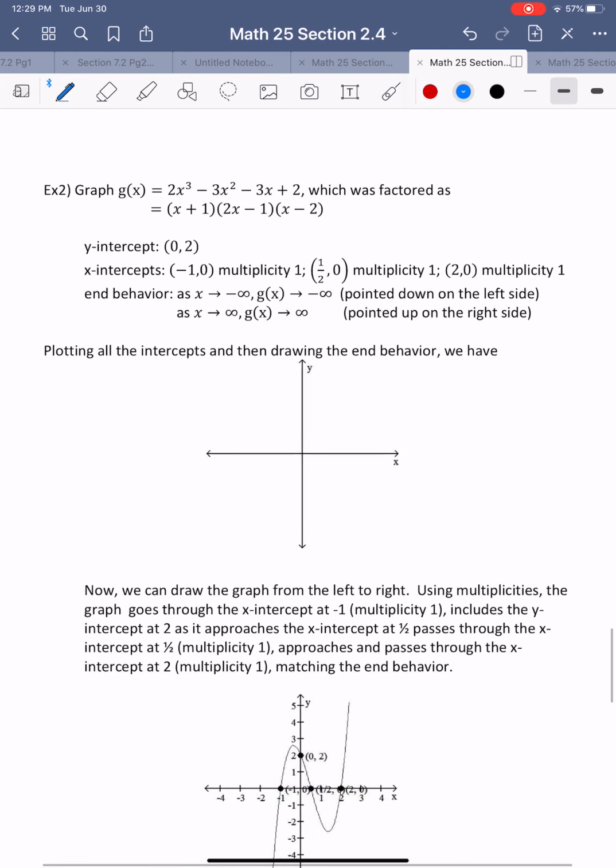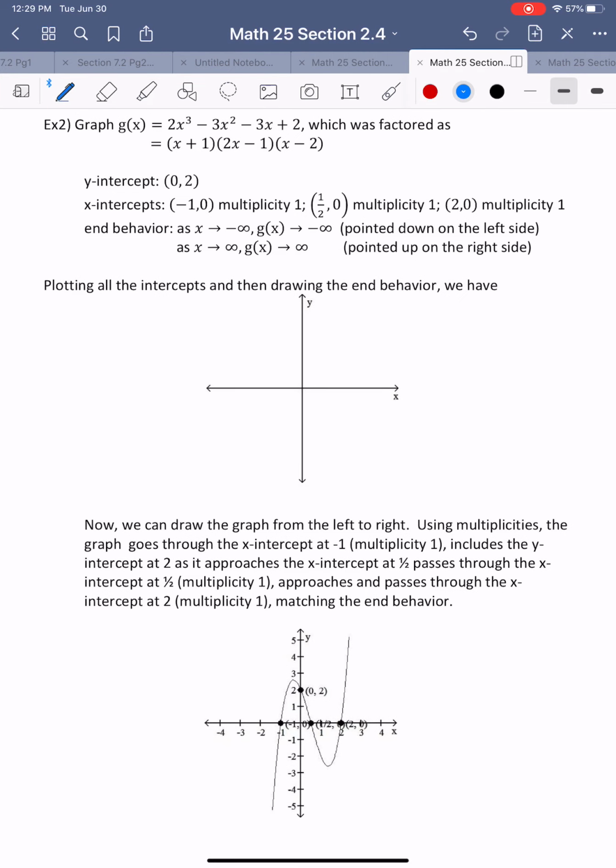All right, example 2. The graph of g of x equals 2x cubed minus 3x squared minus 3x plus 2, which we have in factored form. For the y-intercept, plug in 0, 0, 0 here, and get 0, 2. The x-intercepts are negative 1, 0; 1 half, 0; and 2, 0, where every zero has multiplicity 1, which means the graph goes through at each x-intercept. For end behavior, because of the 2x cubed, the right side is going up and the left side is going down, okay? That's exactly what they're telling me here, okay?